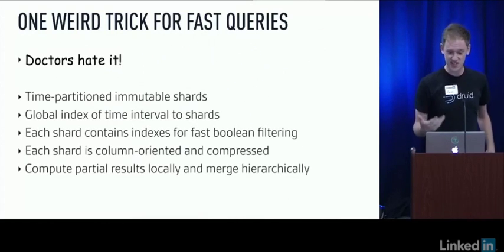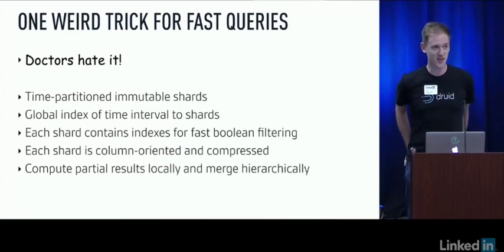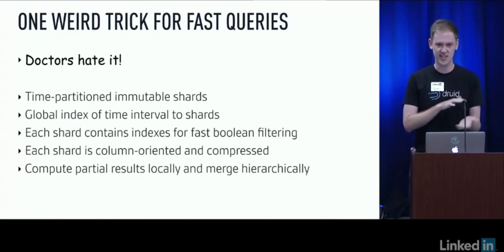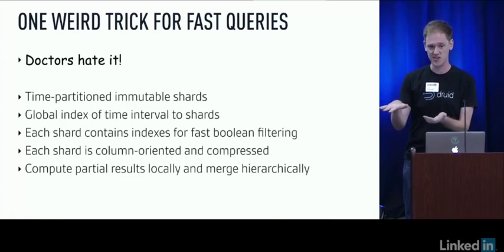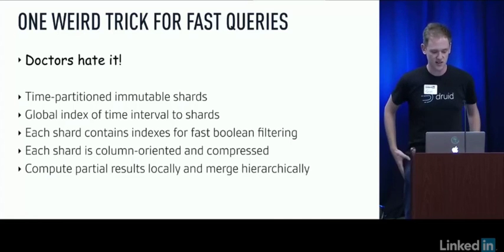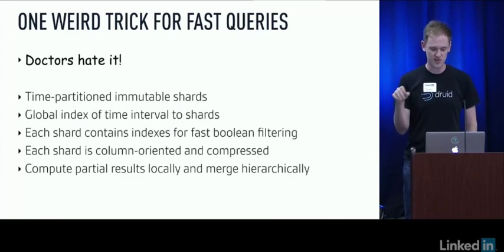So the way Druid does queries is through this one weird trick. And that weird trick is time partitioned immutable shards. So the time partitioning is what I was saying earlier. Druid actually takes advantage of the fact that the data is a time series. The way it does that is it has, as a first class thing in the database, a time index on all data. So you have these time partitioned immutable shards.